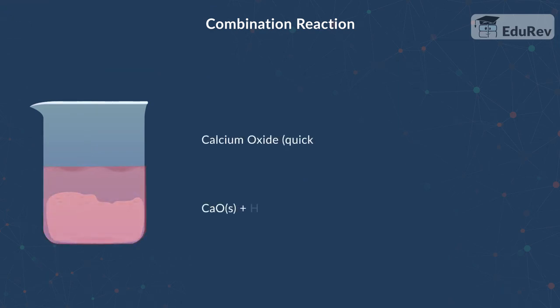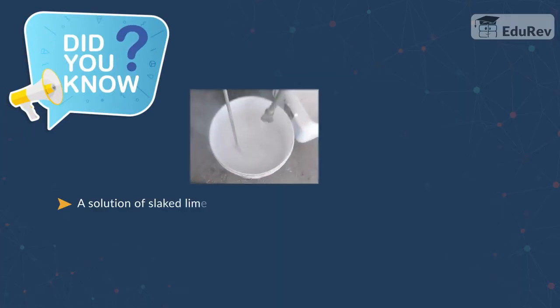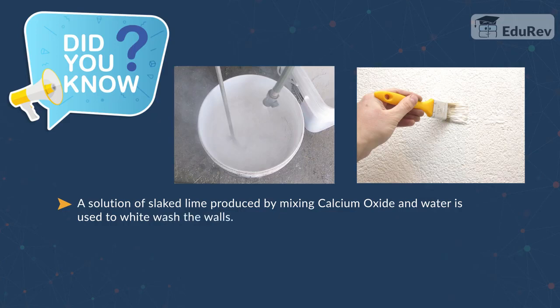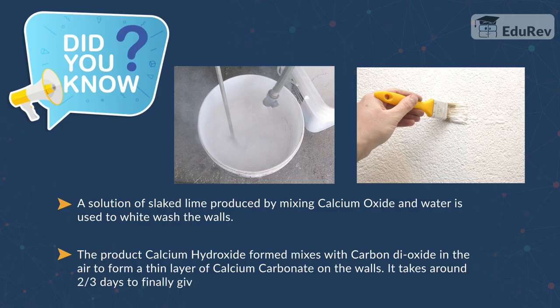Calcium oxide reacts with water, resulting in calcium hydroxide, which is also called slaked lime, releasing a large amount of heat. Did you know a solution of slaked lime produced by mixing calcium oxide and water is used to whitewash the walls? Isn't that amazing? The product calcium hydroxide formed mixes with carbon dioxide in the air to form a thin layer of calcium carbonate on the walls. This process takes 2 to 3 days and finally gives a shiny touch to our walls.